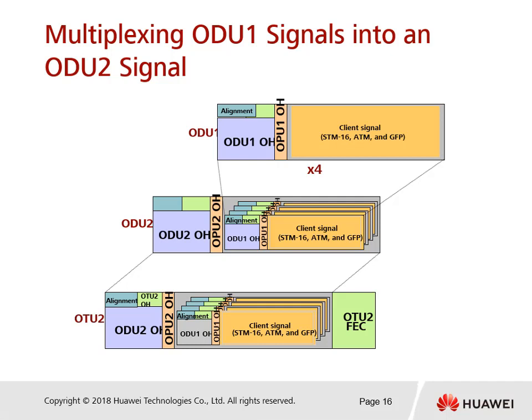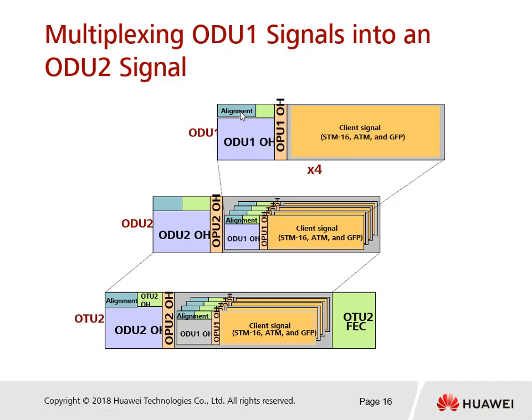In this page, we have one example of how to multiplex 4 ODU1 signals into 1 ODU2 signal. As you can see here, this is the frame structure for the ODUk. This is the 1 ODU1, and for example, here I have client signals like STM16. So this service capacity was 2.5G, so it was the payload for the OPU1. Then we add the overhead, and also we add the ODU1 overhead. So this is the ODUk signal, and here we have the alignment signals.